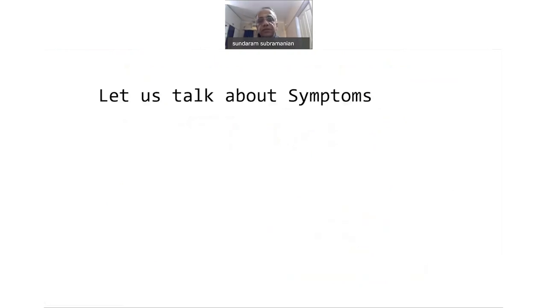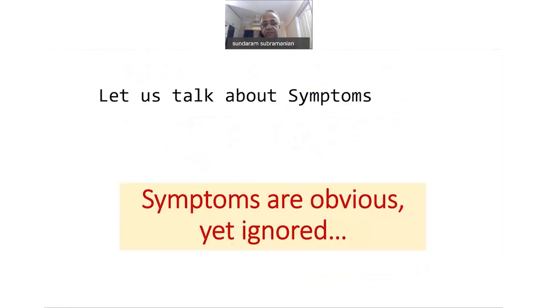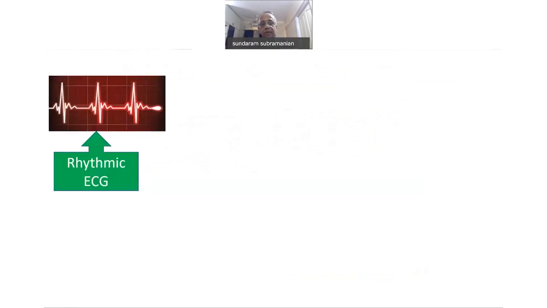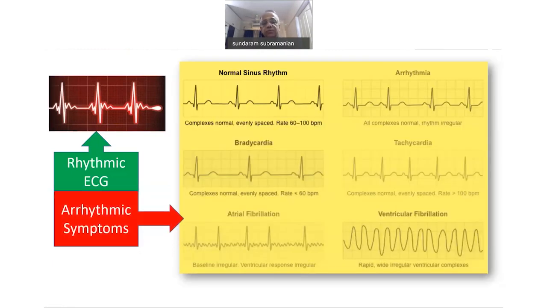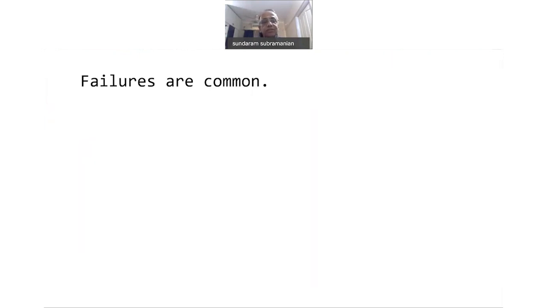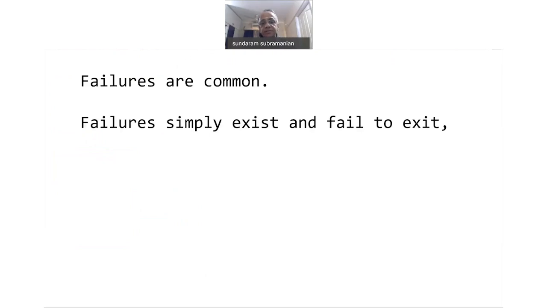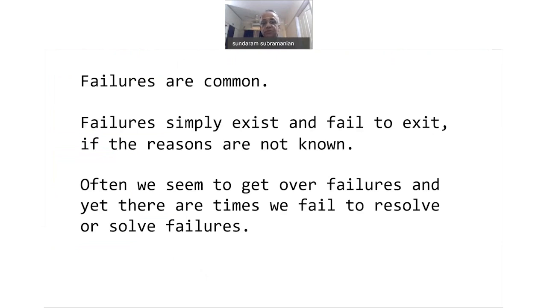Now let's talk about the symptoms, the weed that we said. What are the symptoms? These are the things which are obvious, but most of the time they are ignored. In medical diagnosis, you have symptoms seen in the ECG. It's a rhythmic pattern if there is nothing wrong. But when it's arrhythmic, you get a lot of symptoms, arrhythmia, bradycardia, that's what causes trouble. Failures are common; to put it the other way, failures are not uncommon. They simply exist and fail to exit if the reasons are not known. We often seem to get over failures, and yet there are times we fail to resolve or solve these failures.